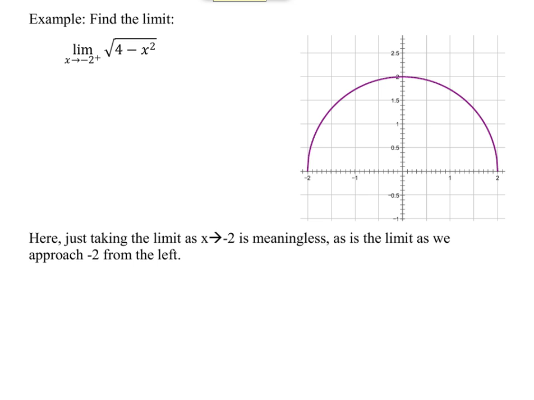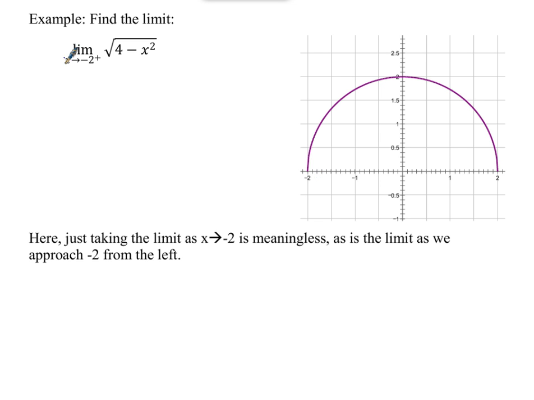Okay, for example, find the limit as x approaches negative 2, and the plus sign means from the positive side. That is the function. It's a half circle. Okay, so as we approach negative 2, here's negative 2. So as x approaches negative 2 from the positive side, that means I'm moving this way towards negative 2. What is the function appearing to do as we approach? It's going to 0.